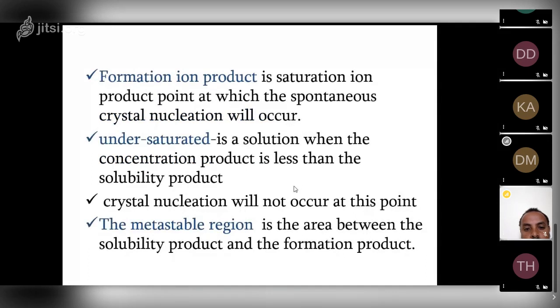The formation product is the saturation ion product point at which spontaneous crystal nucleation will occur. Undersaturation is a solution whose concentration is less than the solubility product, and crystal nucleation will not occur at this point. The metastable region is the area between the solubility product and the formation product.